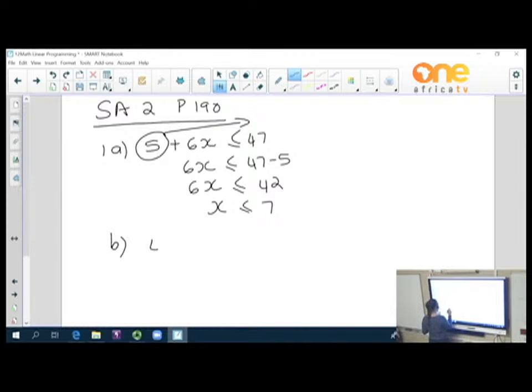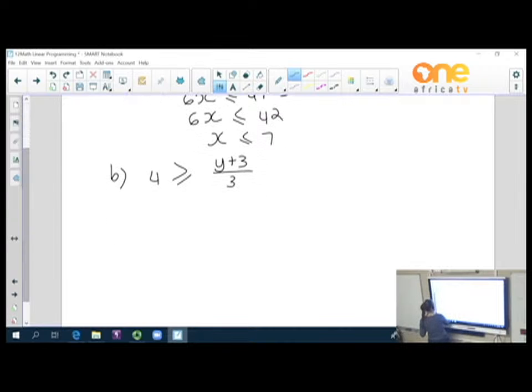Number B, we have 4 is larger than, all you need to do is get rid of the fraction, so you will multiply by 3 on both sides. What you do on the one side, you must do on the other. So 12 is more than or equal to 1.